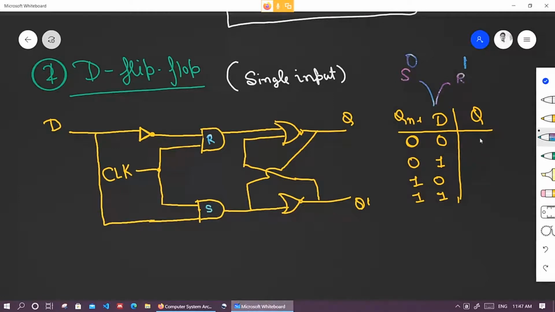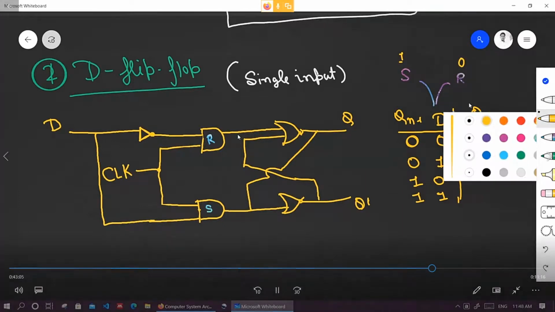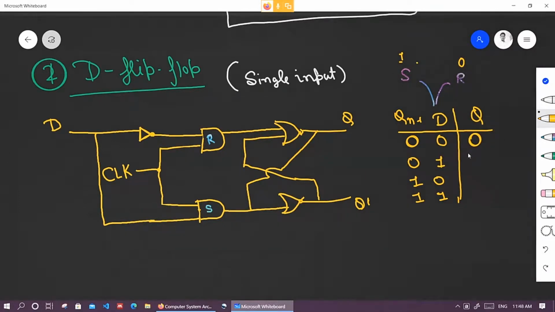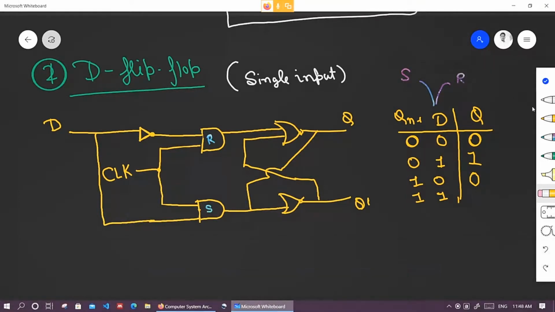So in this case, what should be the value of Q? There will be 1 on S input, on R input there will be 0. So simply based on the set reset flip-flop, this output will be 1. And in the case of 1 0, it will become a 0. And on 1 1 what happened? On 1 1 what happened? The D will be getting a 0 value and S will be getting a 1 value. So it will again be 1.